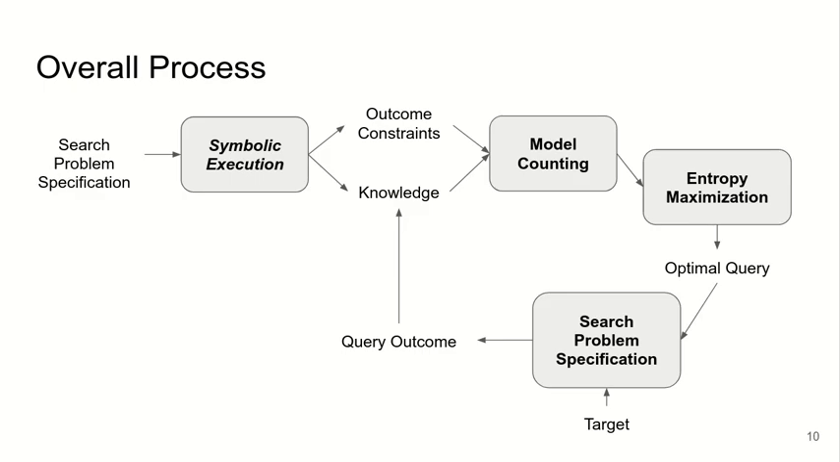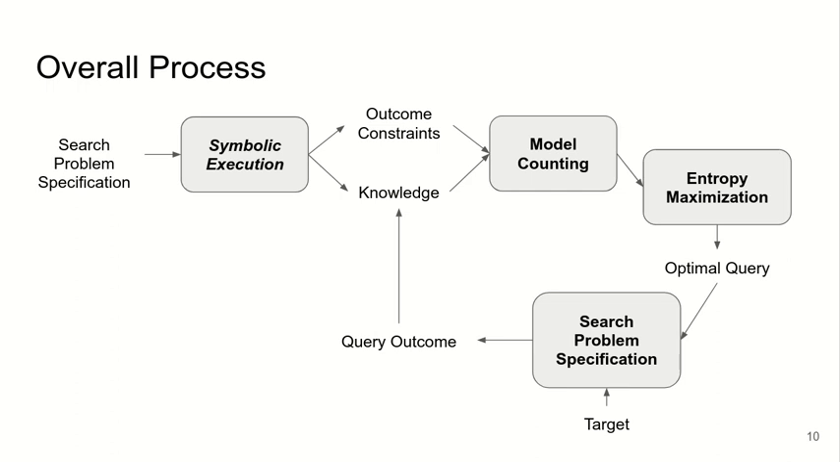Here is the overall approach our program takes. I will explain each step in more detail in the coming slides. Once the user has written a search problem specification in GuiSE, our program performs symbolic execution on the code to yield a set of outcome constraints. From there, we use model counting to determine the probability of receiving each outcome for each query. After that, Shannon Entropy is used to determine which query will yield the most information gain, and that query is chosen as the optimal query.